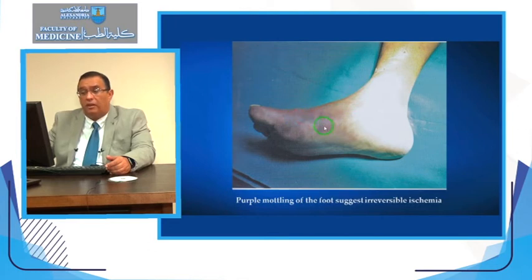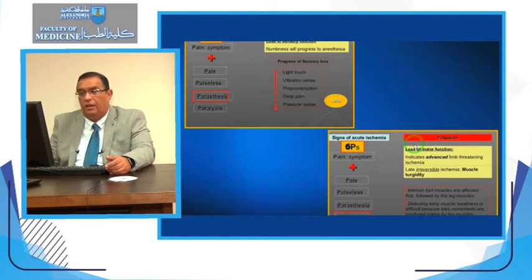Usually this mottling suggests irreversible ischemia, and this means they are dead tissues, and even if they are revascularized, this segment will not be revascularized and may lead to retrograde thrombosis of the whole limb, so it's better not to do surgical intervention in this area. Other is the paresthesia, starting with the light touch, and finally the pressure sensation is lost. Then for the movement is the paralysis.